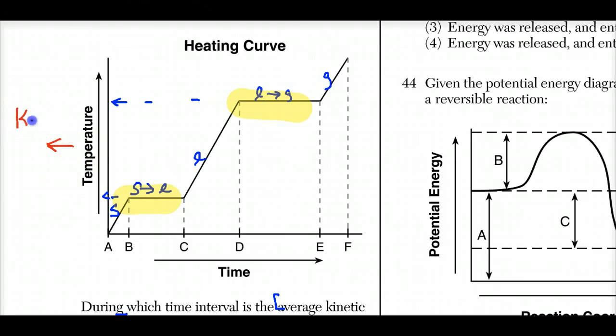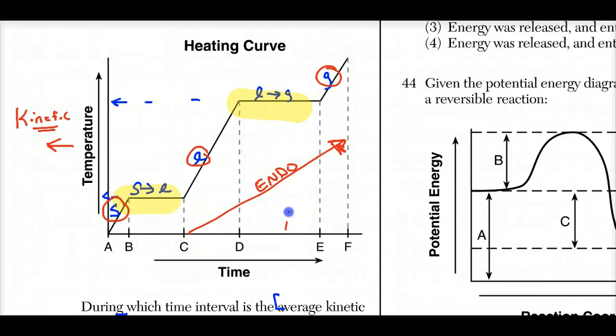So this is kinetic energy. This does not measure potential. But we do know this. As you add energy, this is an endothermic graph. You're adding energy. A solid is going to a liquid, going to a gas. Energy is going up. You have to add energy to make this happen. So this is endothermic. And anytime you add energy to a system, the potential goes up.